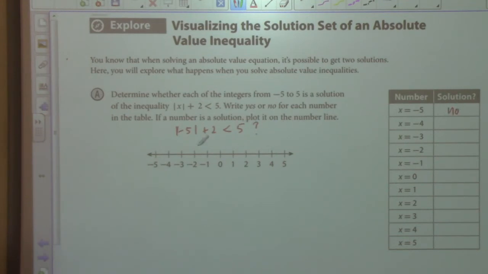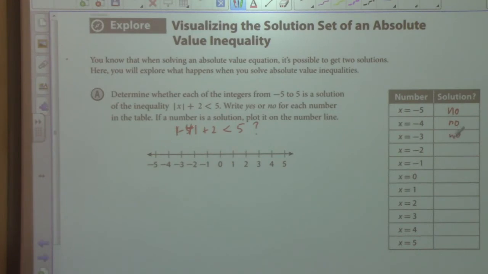Next, if we change this to -4, that'd be 4 plus 2, is that less than 5? No. And if we take -3 and substitute along the way, that'd be 3 plus 2, is that less than 5? No, that's 5, and 5 is not less than 5, right? So it's not less than 5.